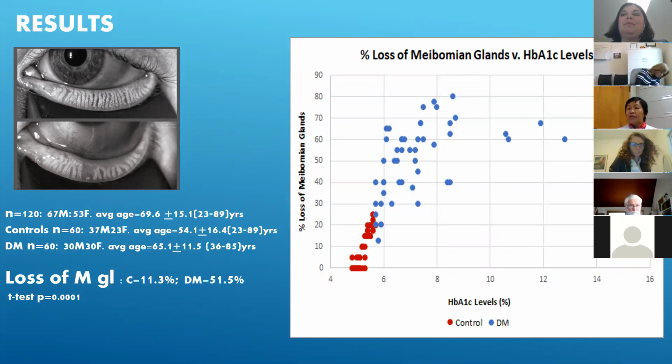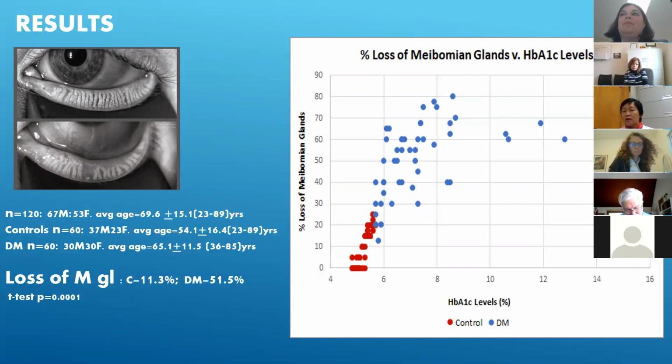Looking at the chart on the right-hand side, the red circles show the control group, and you see that lower hemoglobin A1C was associated with less of a loss of meibomian glands. And the diabetics are the blue circles with greater hemoglobin A1C on the x-axis.